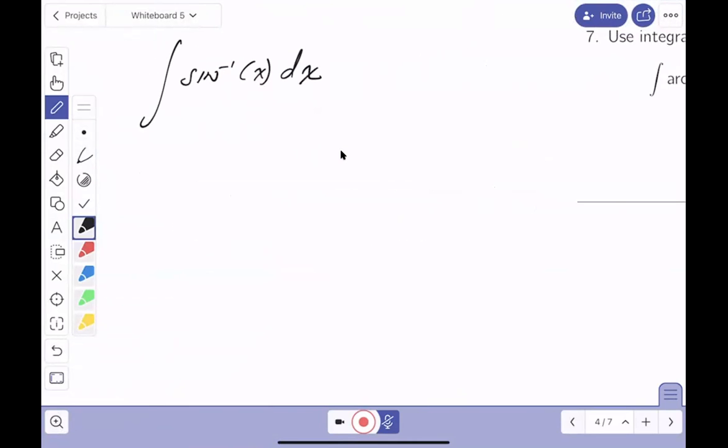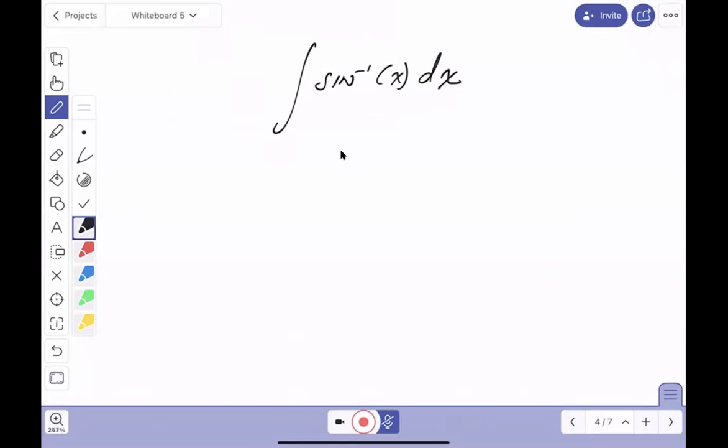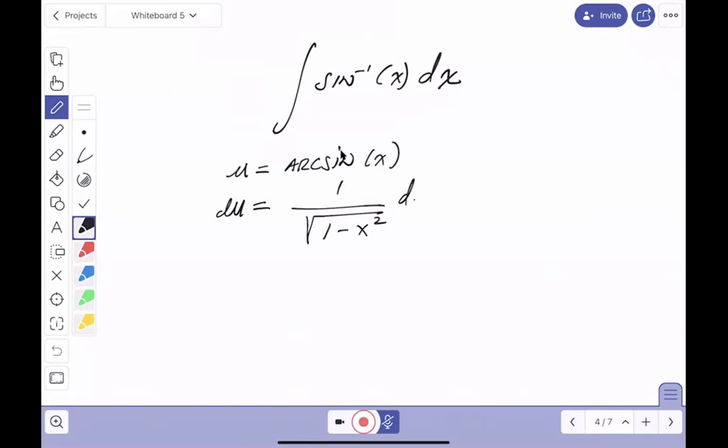All right, I want to remind you of a couple of different things. And certainly, I'm hoping you remember how to differentiate the arc sine function. So I'm going to say u equals the arc sine. Now, someone says, oh, you're mixing notation over here. I just want to point out, some people like to write sine to the minus 1, which means inverse sine. Other people like to write arc sine down. So what would du be then? Well, it would be 1 over the square root of 1 minus x squared dx.